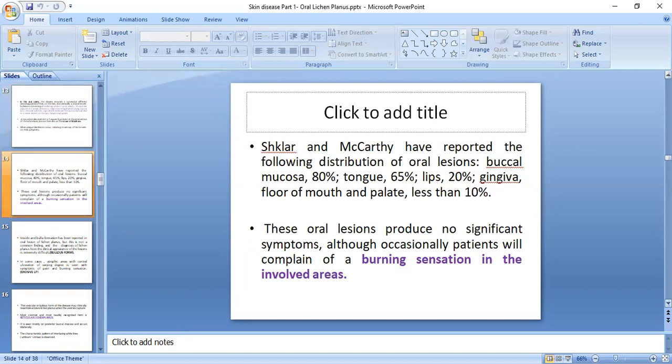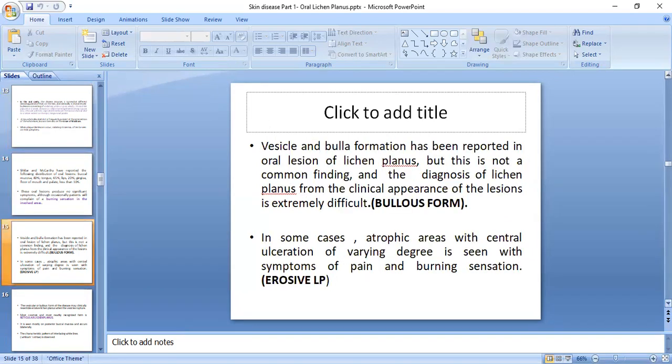It was reported by Schickler and McCarthy that the distribution of oral lesions is buccal mucosa 80%, tongue 65%, lips 20%, and gingiva, floor of mouth and palate less than 10%. A very characteristic feature is a burning sensation in oral lichen planus. Vesicle and bullae formation has been reported in oral lesions of lichen planus, but this is not a common finding, and the diagnosis of lichen planus from the clinical appearance of the lesions is extremely difficult. This form has been referred to as the bullous form.